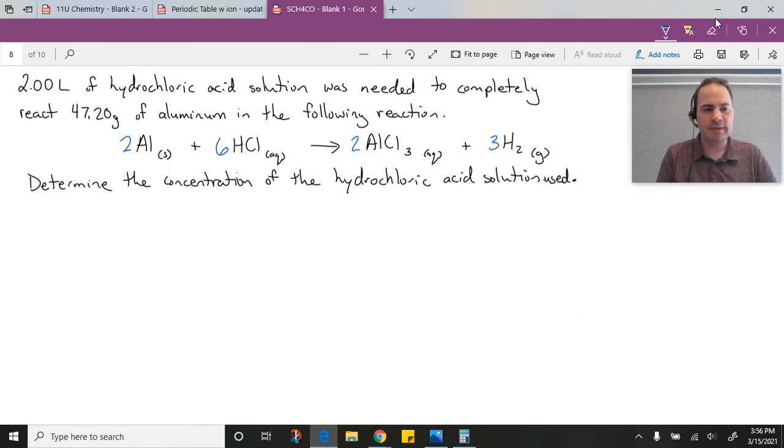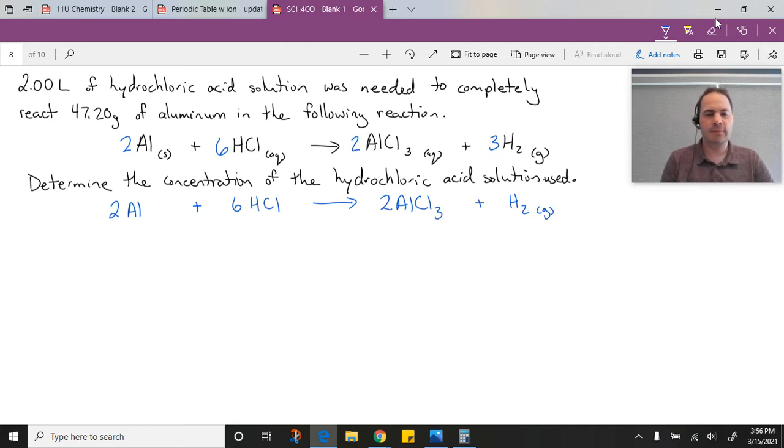And I'm just going to rewrite this down here because I'm going to do a lot of the work and show my work underneath the actual equation. But this is our reaction that we're dealing with. And there's our balanced chemical equation.